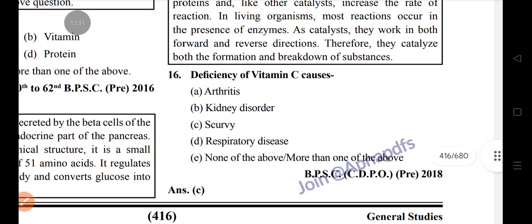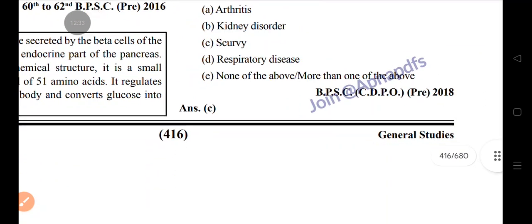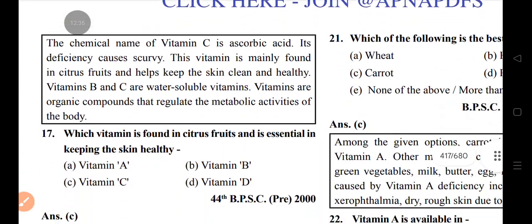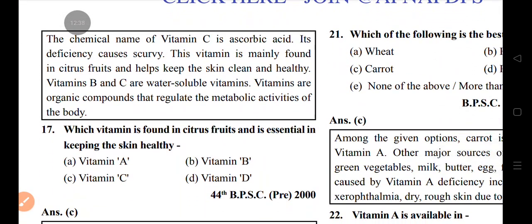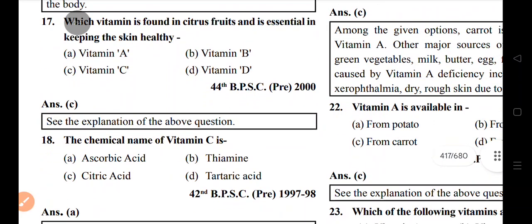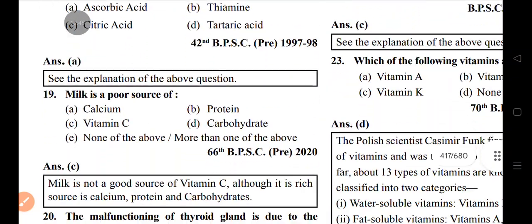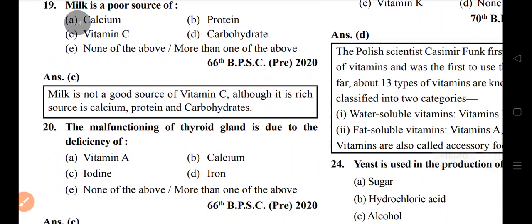Deficiency of vitamin C causes scurvy. Which vitamin is found in citrus fruit and is essential in keeping the skin healthy? Vitamin C. The chemical name of vitamin C is ascorbic acid. Milk is a poor source of vitamin C. The malfunctioning of the thyroid gland is due to deficiency of iodine.